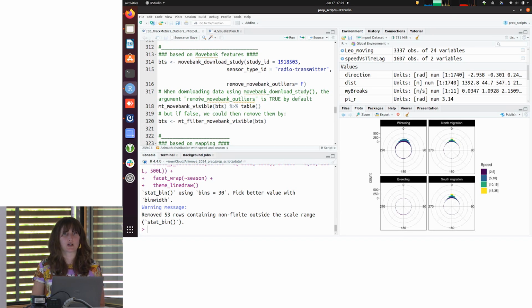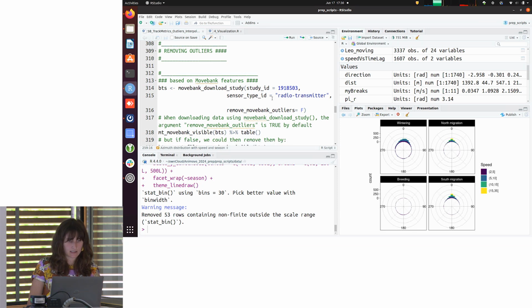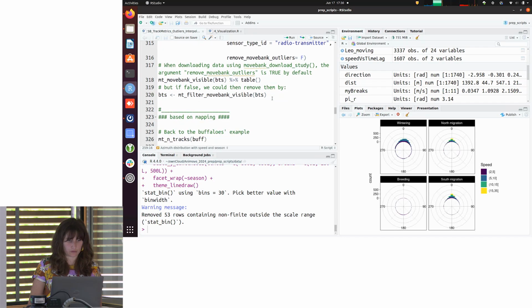No more questions about azimuth, because now we change topic and we go to outliers removal. Good. Okay, so now to make an example about outliers, we are going to use again the bats and the buffaloes.